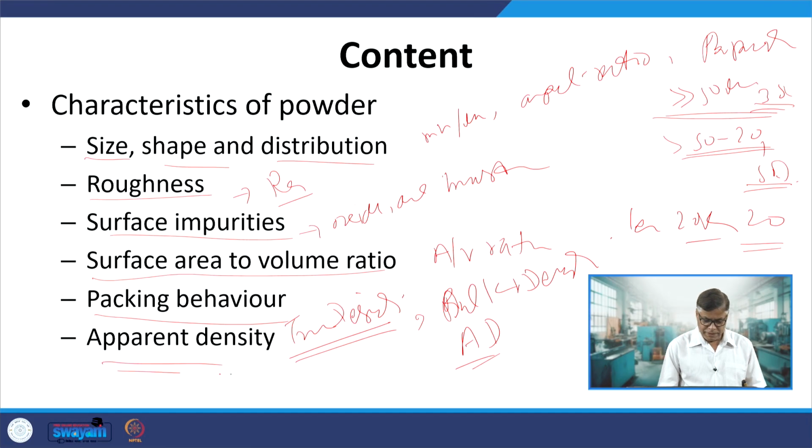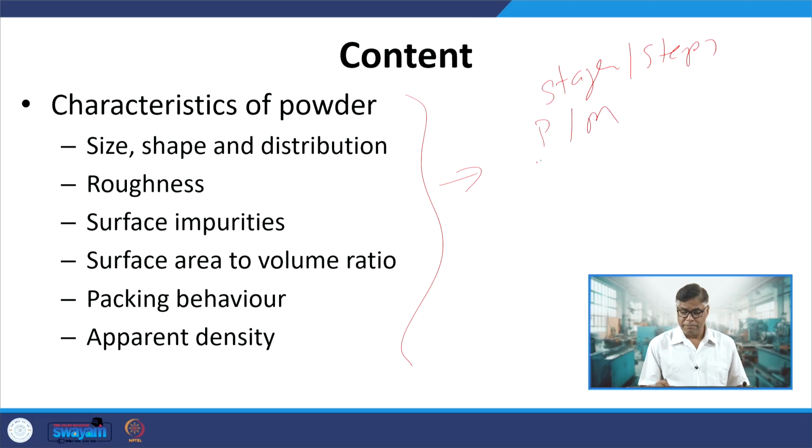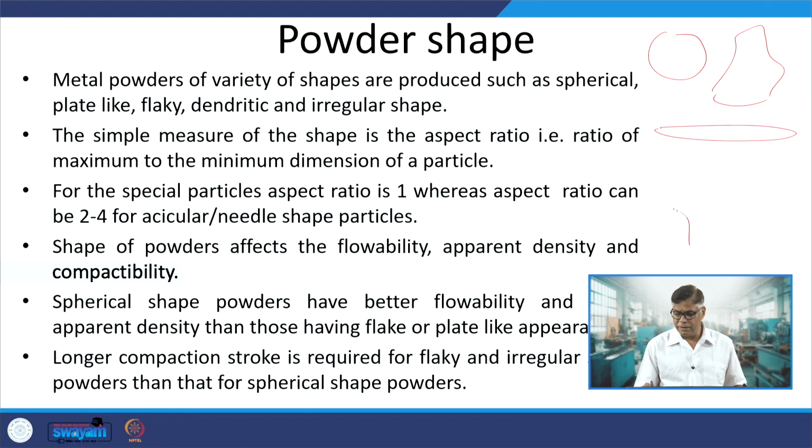The apparent density and the true density are some of the important characteristics related to powders. We will also see how these characteristics relate to the different stages or steps of powder metallurgy. Now the powder shape: powders can be spherical, very irregular, needle shaped, or dendritic. Each powder will offer different flow characteristics. So how to quantify the shape? We use one parameter called the aspect ratio.